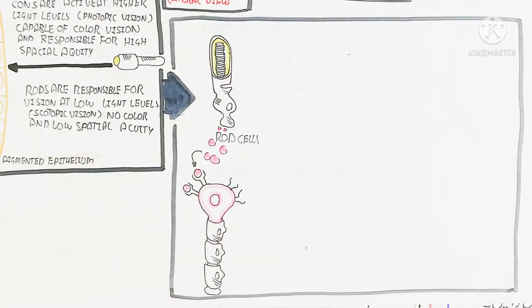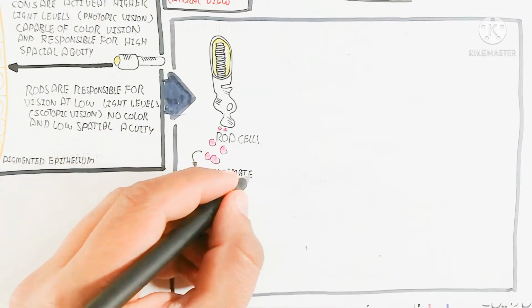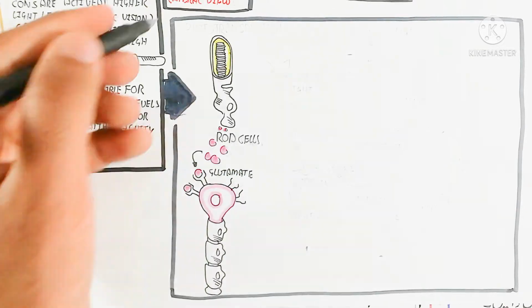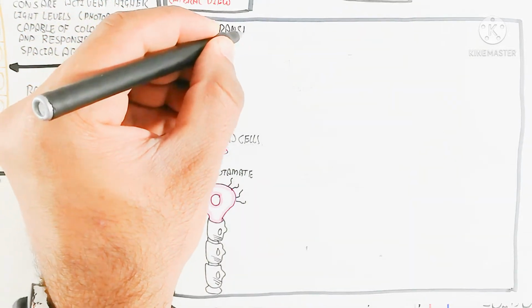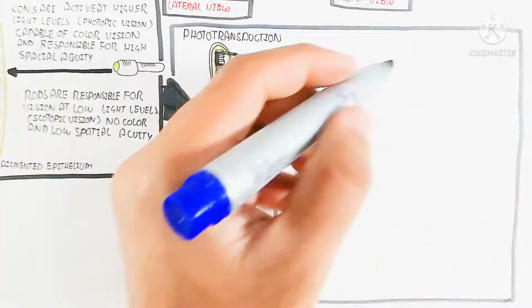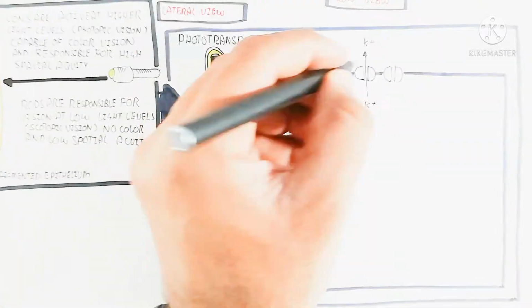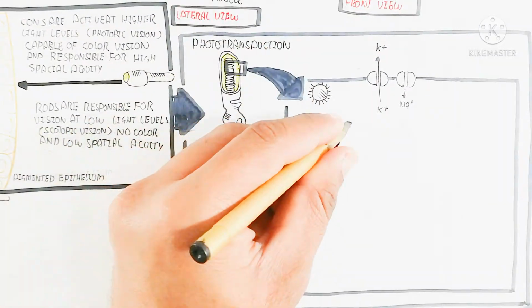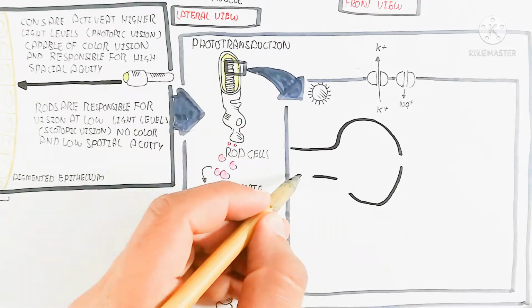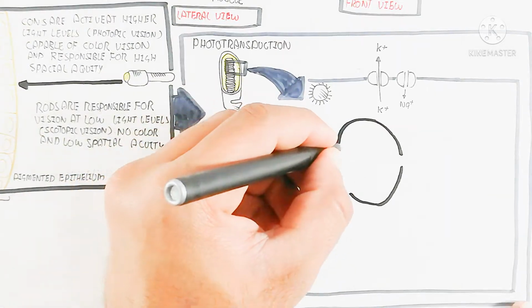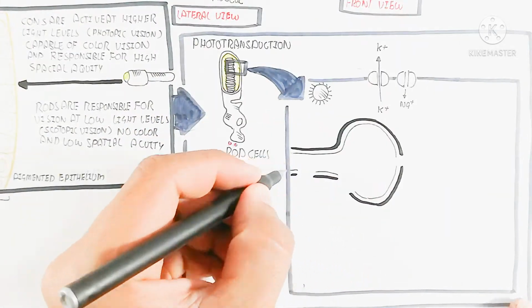So here is the rod cell. This is the rod cell. Let's begin to understand again. The rod cell is used for phototransduction. So what is the meaning of phototransduction? It means the rod cell will produce glutamate, the neurotransmitter, which will bind with the nerve fiber, the optic nerve, to stimulate the signal toward the brain.